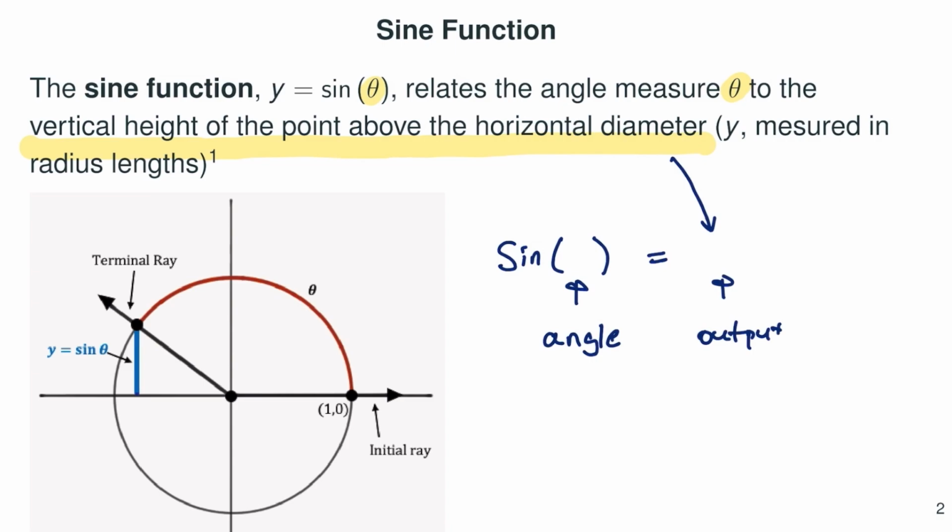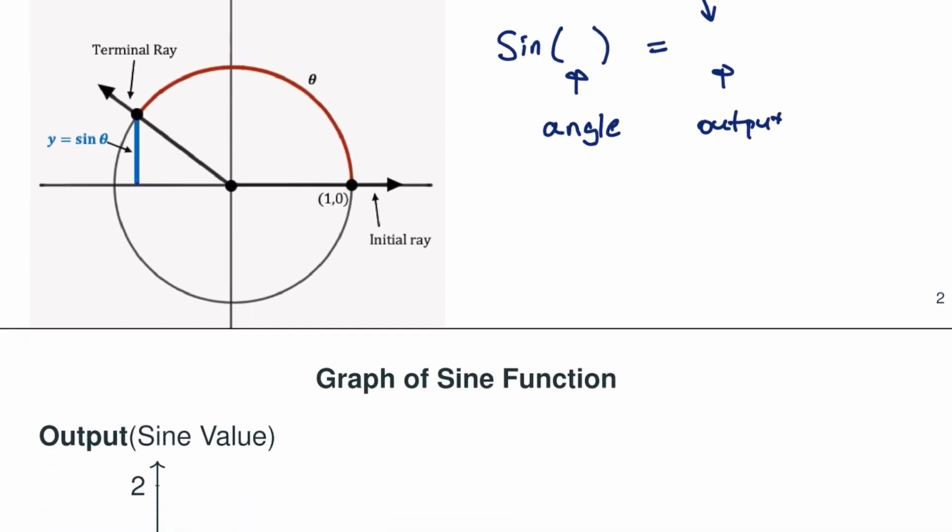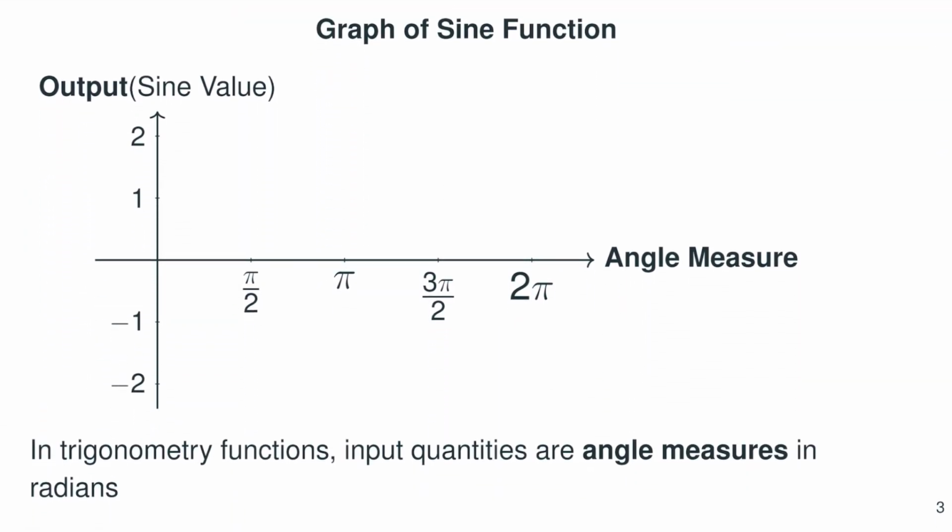So how do we graph this? When we graph the sine function, or any trig function for that matter, here's a very, very important thing. The x-axis is the angle measure, specifically in radians. Oftentimes it is in radians, and I'll explain that in a second. It's also possible to graph in degrees, but radians make more sense. And the y-axis is the output, the sine value.